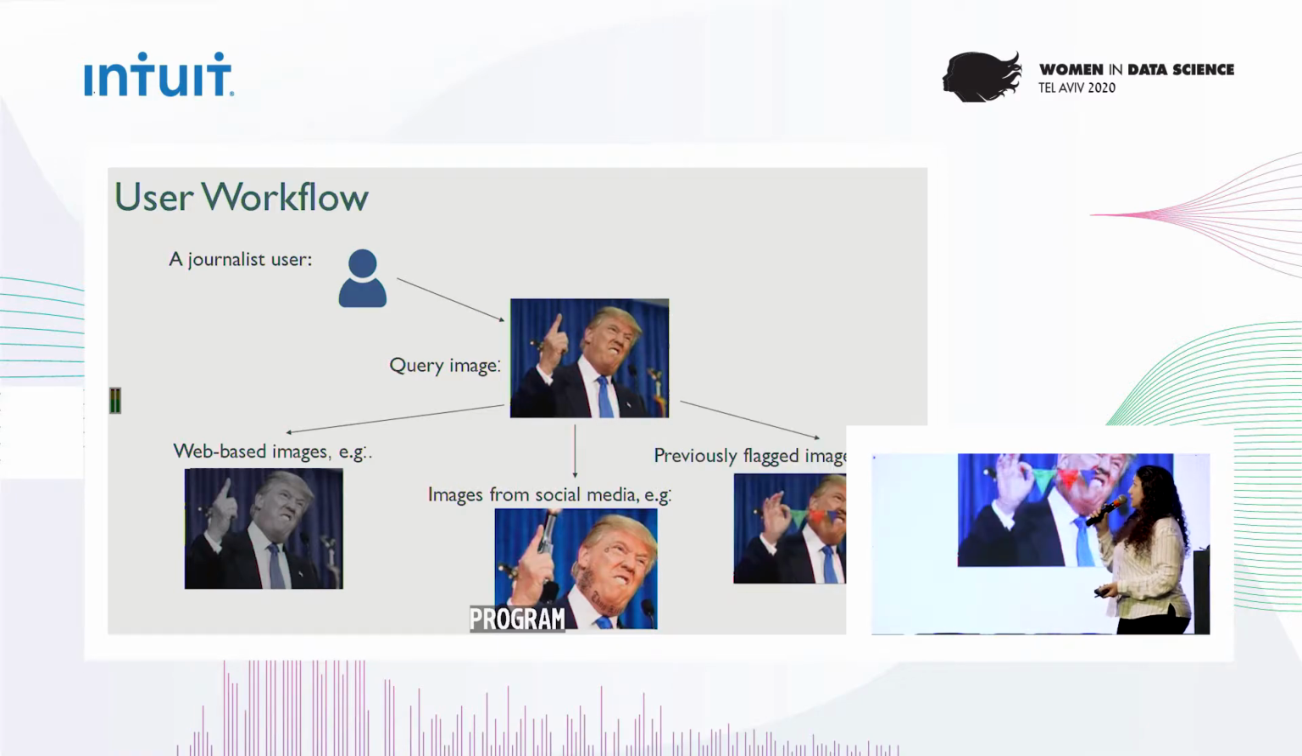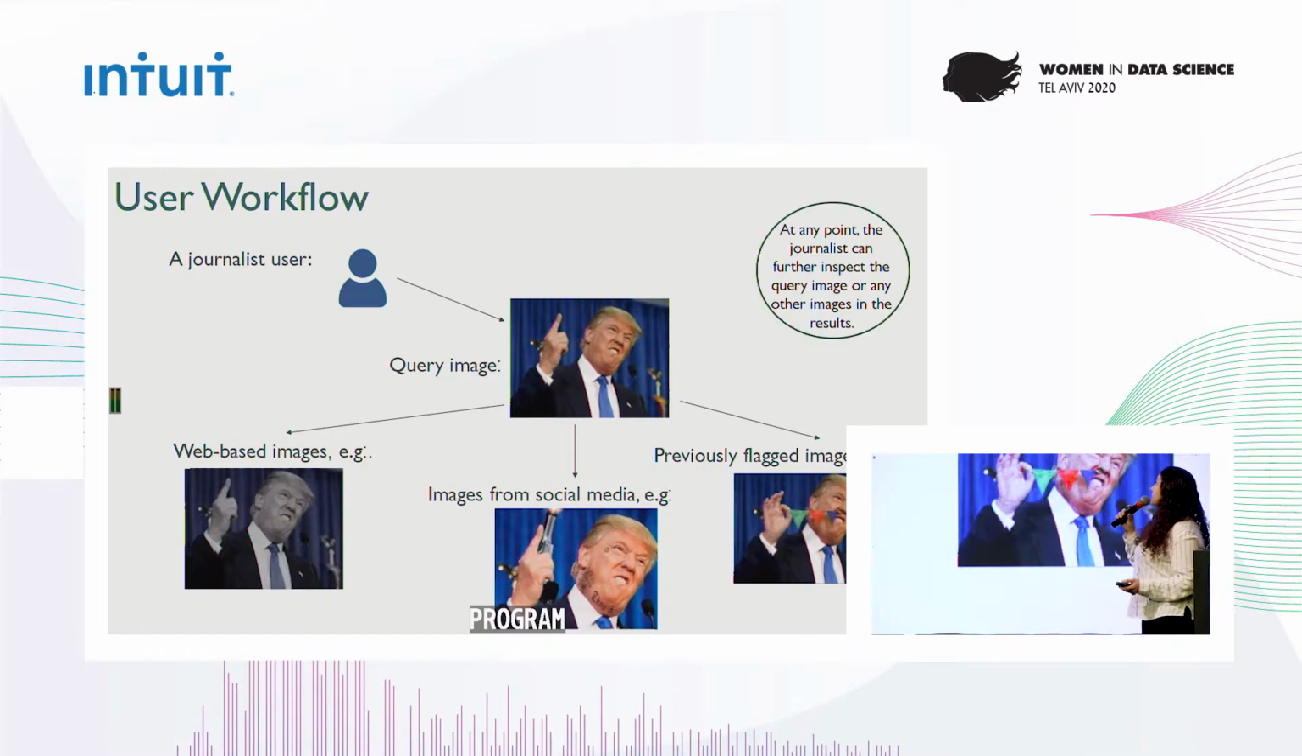The third type of images is those that were already flagged by other journalists. This way, we support the collaboration that I just talked about. At any point, the journalist can further inspect each of the images and he can add his own feedback.